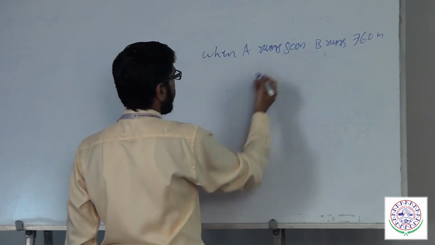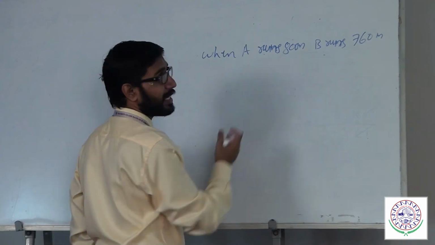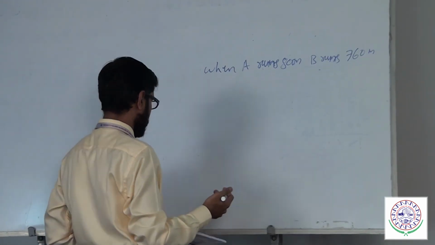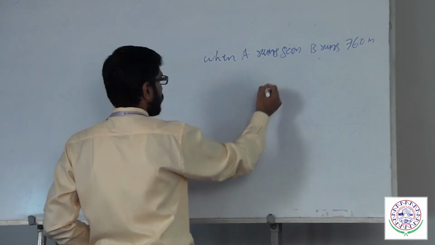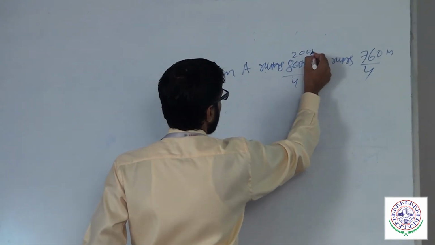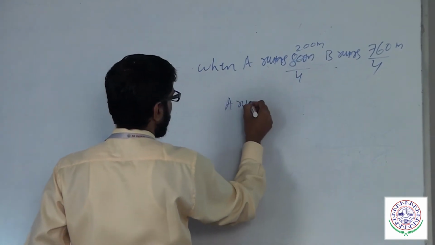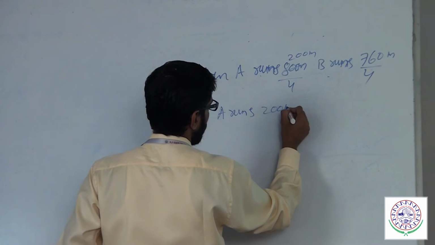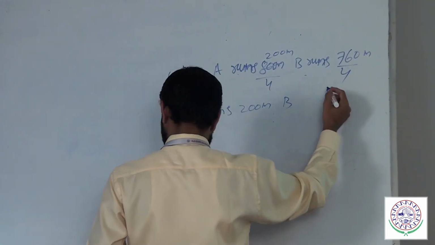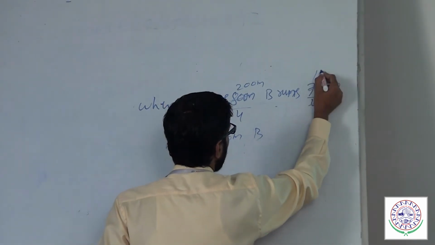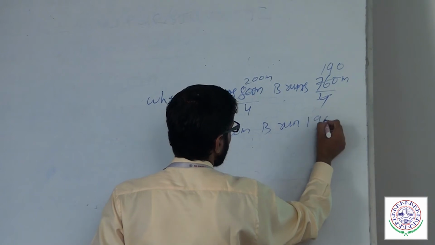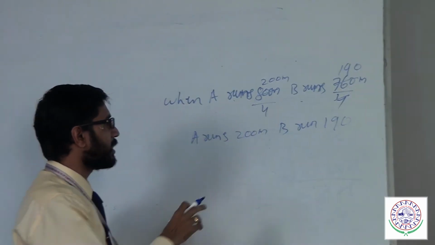So I need to convert this into 200. If I make a relation with 800 and reduce it to 200 meters, what is the relation that I need to get? If I divide it by 4, and this also by 4, this will be 200 meters. So when A runs 200 meters, what will B run? B will run 190 meters. So when A runs 200 meters, B will run 190 meters.